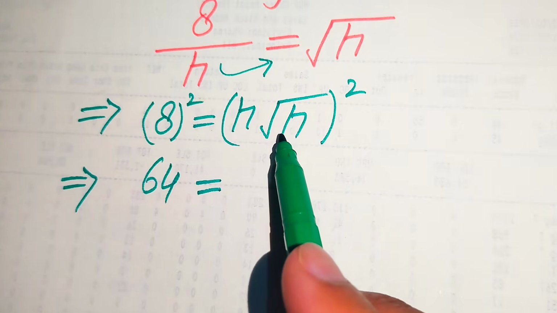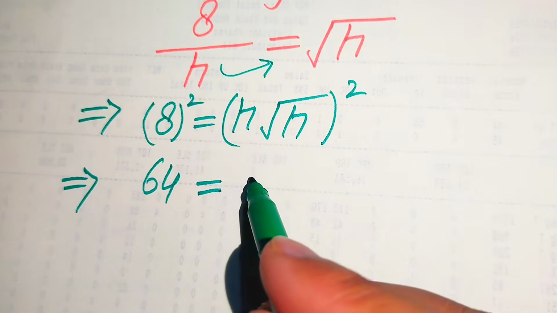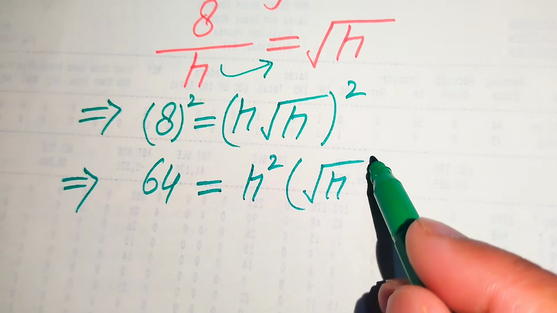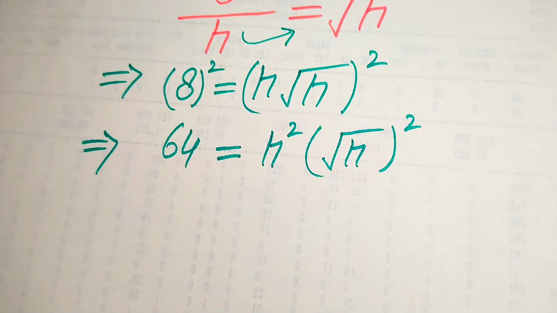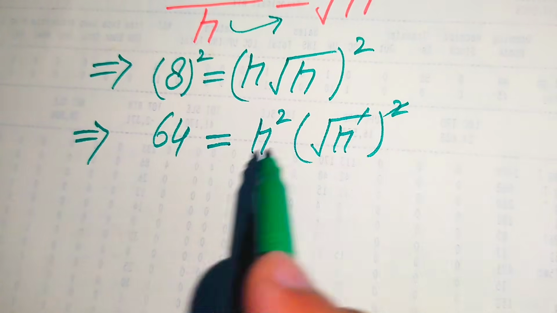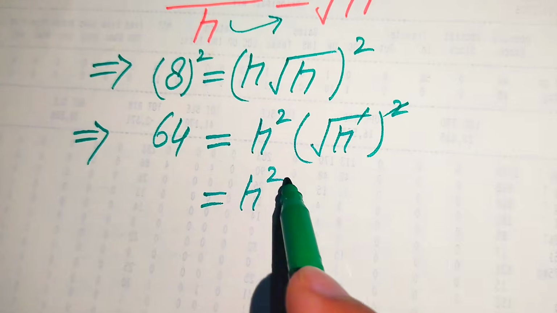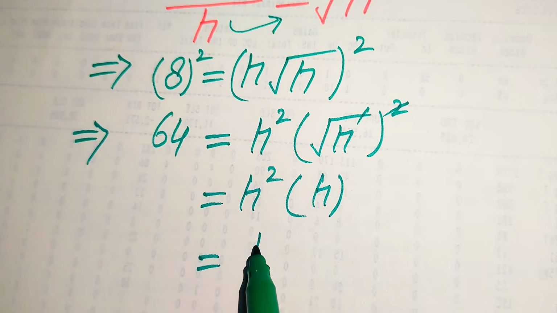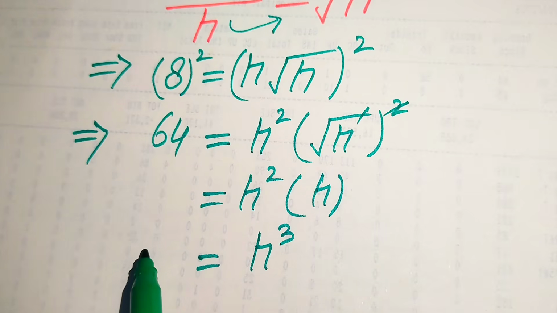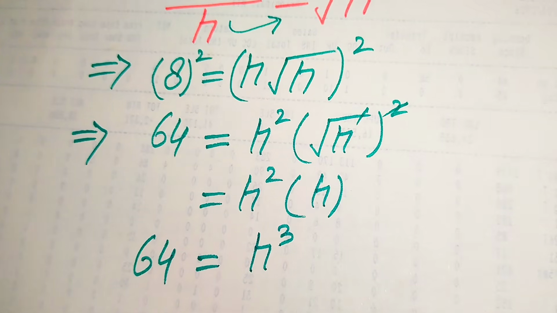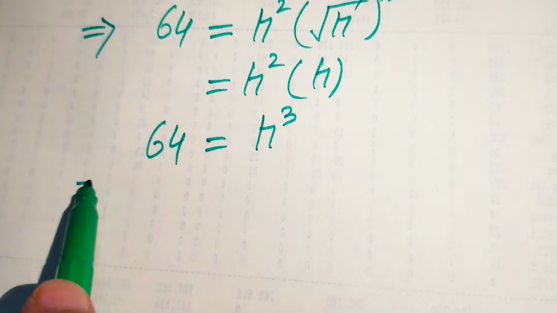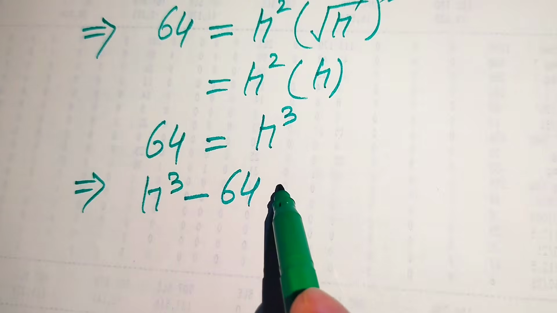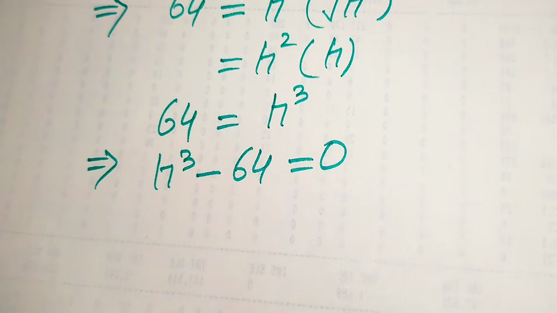now we apply the square separately on both of these two terms, and it becomes h squared times the square root of h, whole squared. So you see that this 2 and this square root are gone, and we obtain h squared times h, and we know that h squared times h becomes h cubed is equal to 64. We move the 64 to the right hand side, and it becomes h cubed minus 64, and this whole equation is equal to 0.